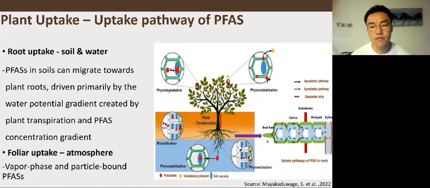Lesser amounts of vapor phase and particulate bound PFAS can also be absorbed by the aboveground portion of plants, such as leaves and bark. The minor contribution of foliar uptake to plant accumulation of PFAS could be due to the short contact time between vapor phase and particulate bound PFAS and the plants' aboveground surface, the resistance of the wax cuticle in foliage, and the relatively low concentration of airborne PFAS. Okay, moving on to the next part.